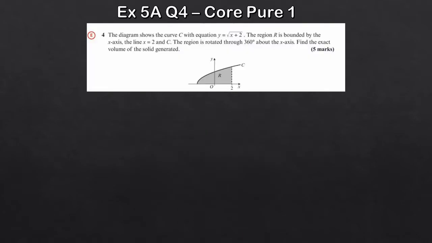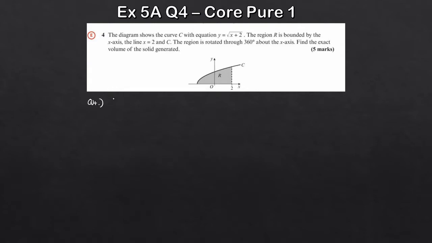All these questions are from the Core Pure 1 textbook, so be sure to follow along if you want to work through them together. This one is from exercise 5A, question 4. So I thought I'd start with quite a nice straightforward one just so we can look at the formula and work through that. So let's do this together. So question 4.